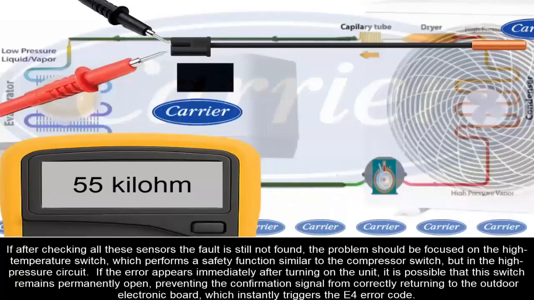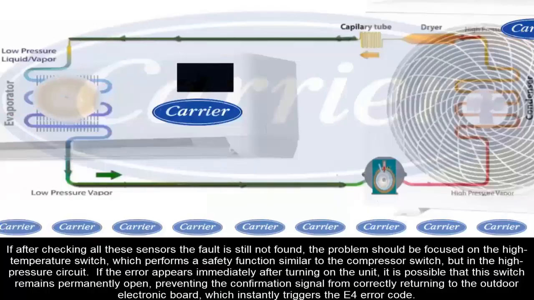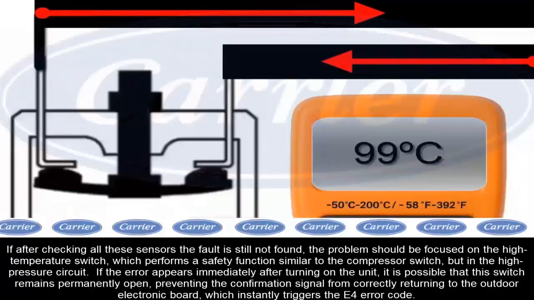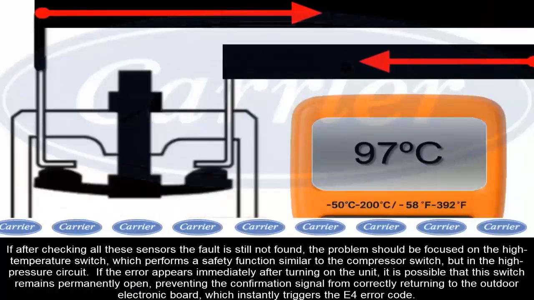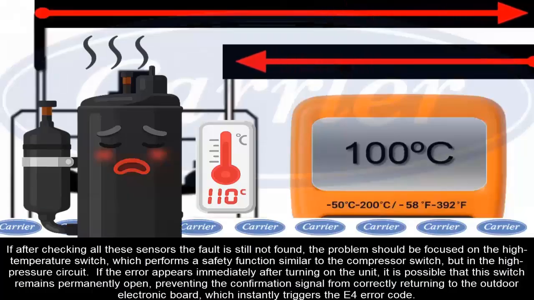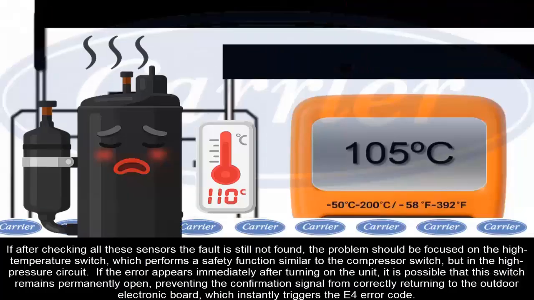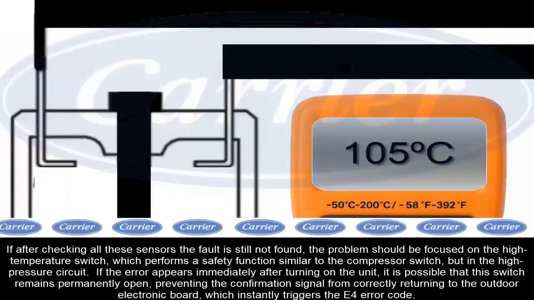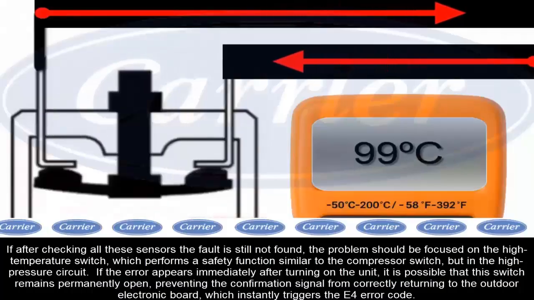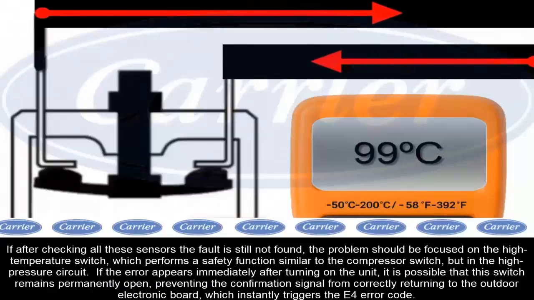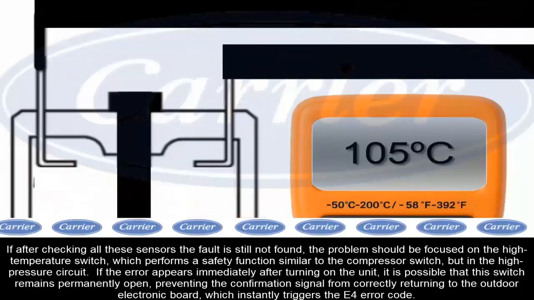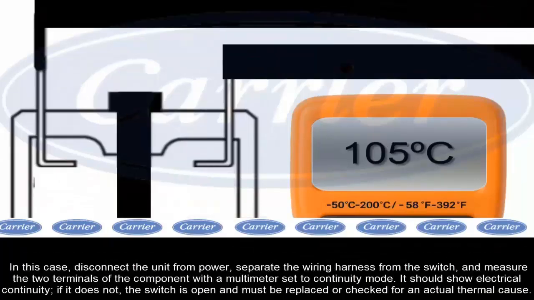If after checking all these sensors, the fault is still not found, the next step should be to focus on the high temperature switch, which serves a safety function similar to that of the compressor switch, in the high pressure circuit. If the error appears immediately after turning the equipment on, there is a possibility that this switch is permanently open, preventing the confirmation signal from returning properly to the outdoor electronic board, which immediately triggers the E4 error code.